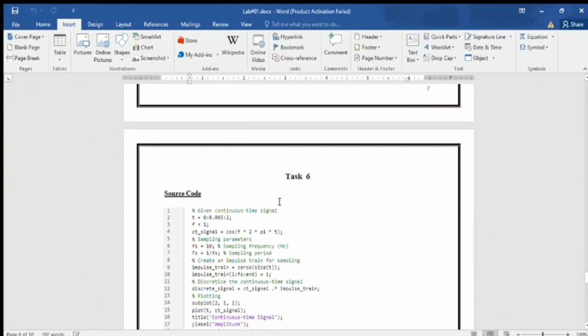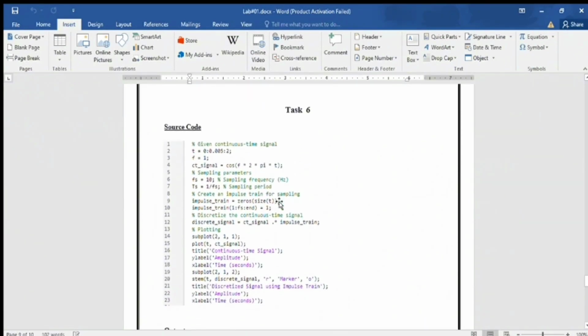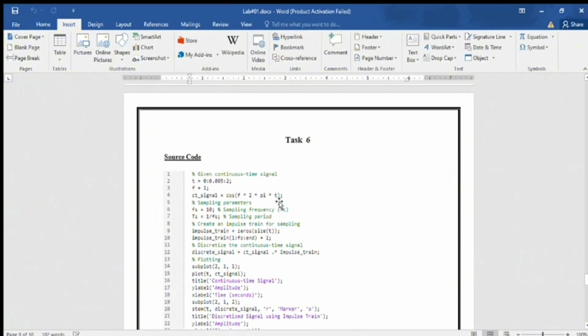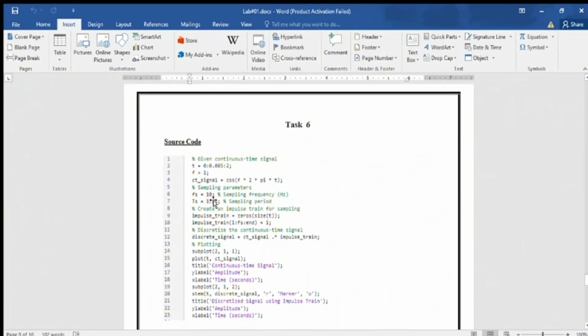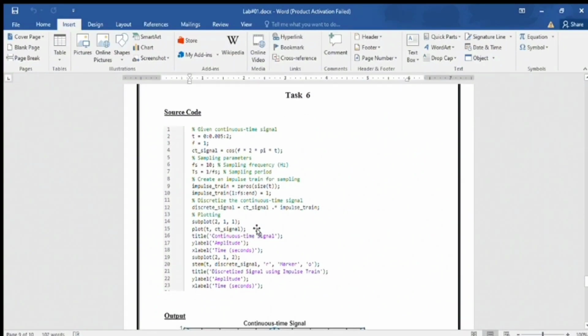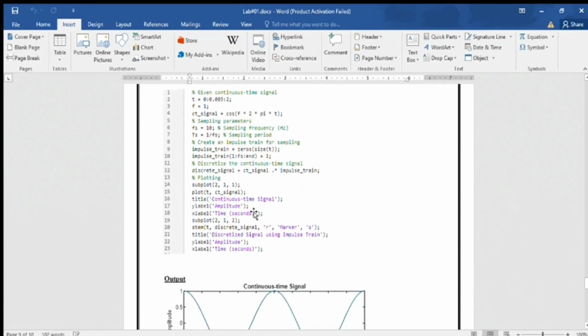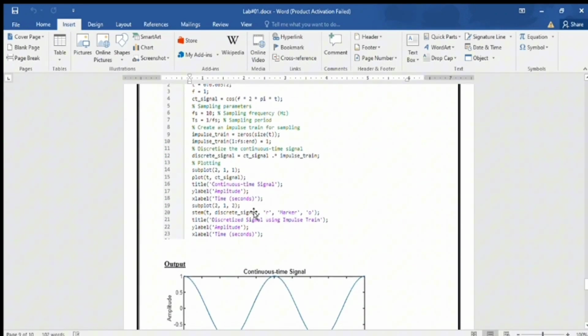Then moving on to task 6, which is the last task. In this task we are going to do the sampling of a continuous signal. As we know about the Nyquist rate, it is 2 times the maximum frequency or more than that. So we have a signal having a frequency of 1 Hz and we have a sampling frequency of 10 Hz, which is more than 2 times the maximum frequency. Then we are using the impulse train built-in function from MATLAB to discretize the signal. First we are plotting the continuous time signal.